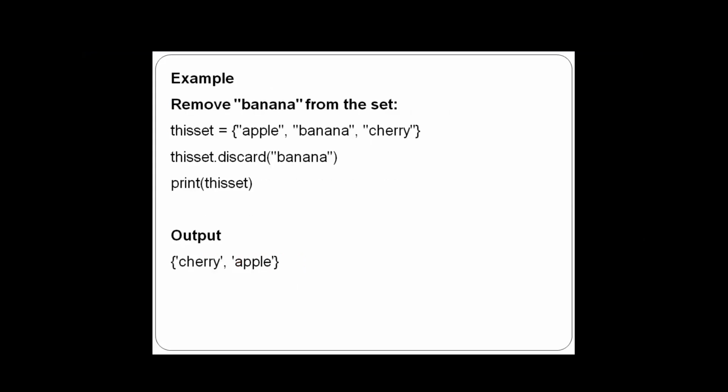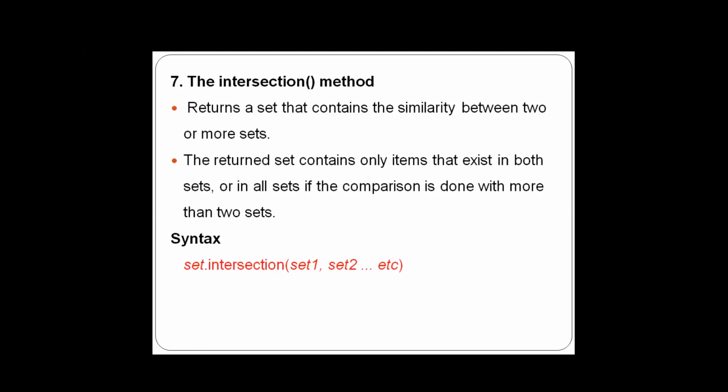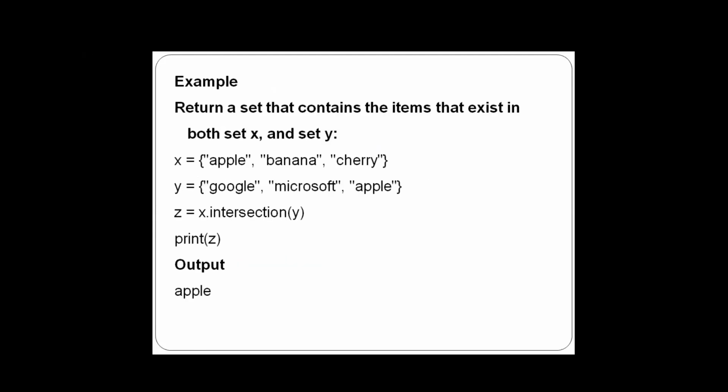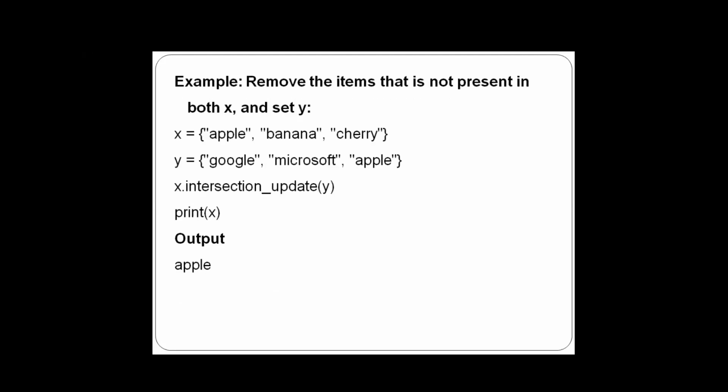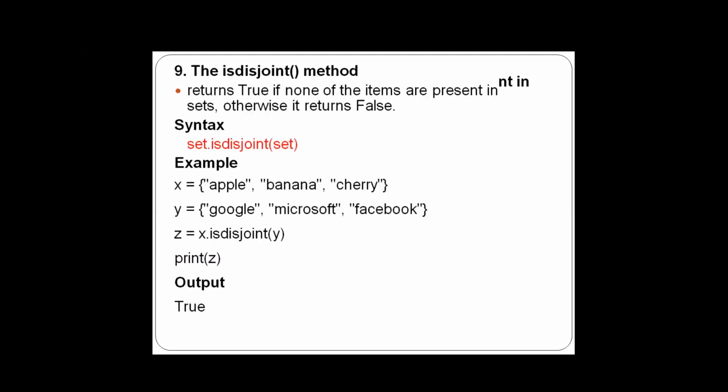The next method we use is the discard method, and this method is used to remove an element from a set. And set intersection works in the same way: the elements that exist in both your sets will be added. Similarly, you will have an intersection update also, just like you had intersection.